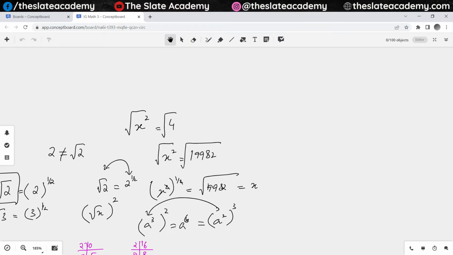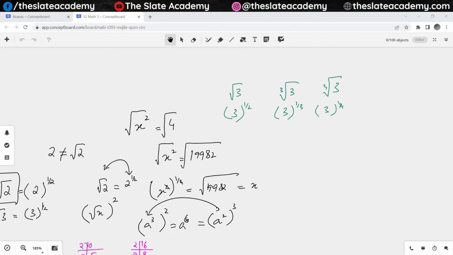Okay, so I write under root 3, and then I write cube root of 3, and then I write root 4 of 3. All these three numbers, if I want to express them as power of something, the first one I can write as 3 to the power 1 over 2. The second one I can write 3 to the power 1 over 3. The third one I can write 3 to the power 1 over 4.